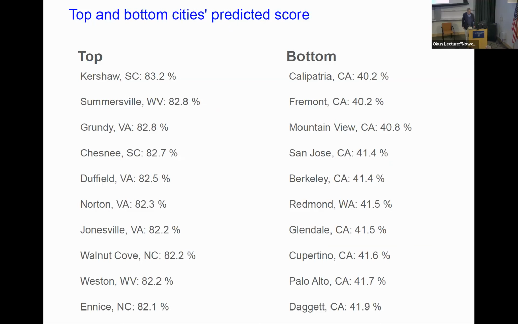And these are the top and bottom cities. If you look on the left, you can see where they're most aligned with the statement that I prefer to buy products made in the US. You've got the top places, which are all over here in the South, and then the bottom, which is in California: Mountain View, San Jose, Berkeley, Redmond, Palo Alto, and so on. It shows you a huge division in attitudes towards foreign trade between these different regions.